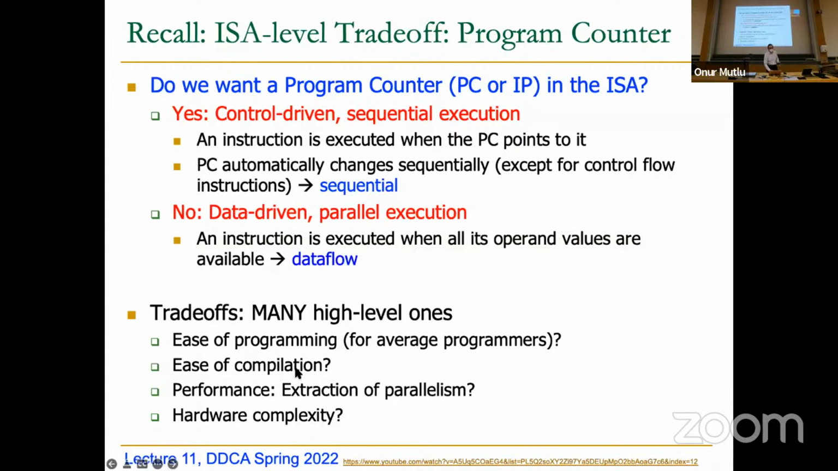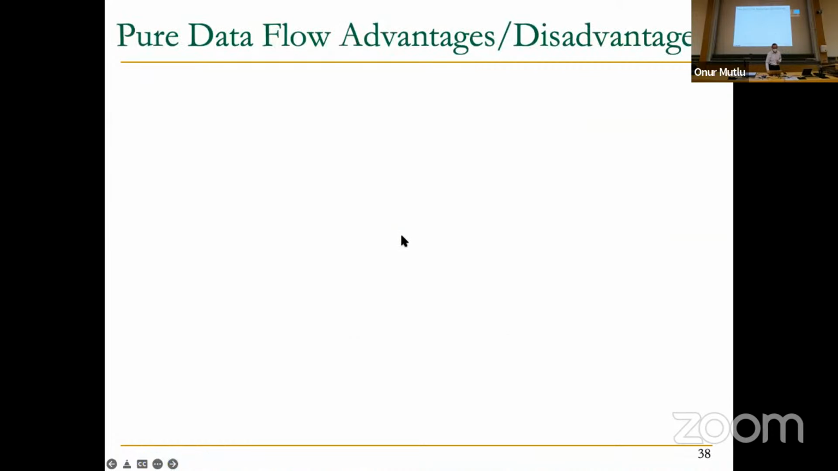Ease of compilation: there are compilation issues in data flow engines also. Performance: which one's better performance? So out-of-order execution is nice because it keeps the easy programming of the von Neumann model while extracting the performance of the data flow, right? And it comes with hardware complexity, but not as high as data flow engines themselves, or if you actually implement the data flow at the ISA level. Okay, let's wrap this up by talking about the disadvantages and advantages of pure data flow.